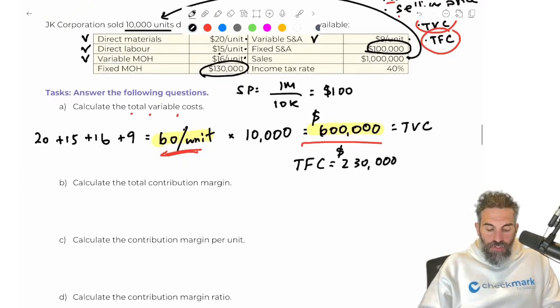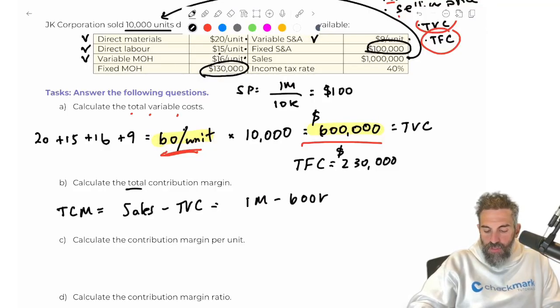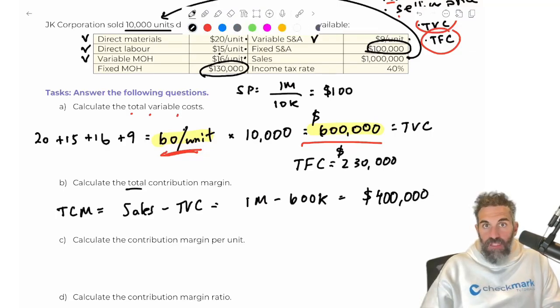Okay, so let's go through the questions. How do you find total contribution margin? Total contribution margin, TCM, is your sales minus your total variable cost. For us, that's 1 million minus 600,000, so 400,000. Easy. It's all formula based, okay?